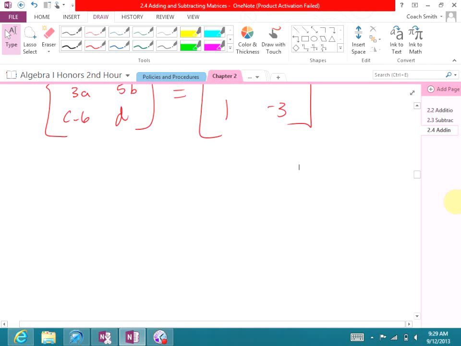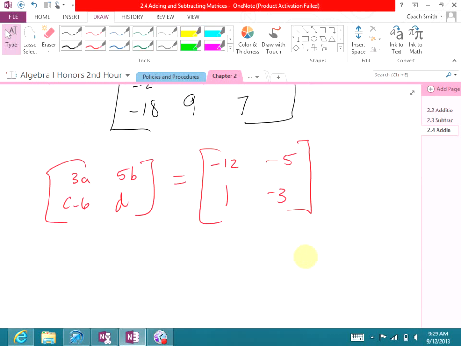Oh, excuse me. Keyboard came up. All right, now, what we want to know is, what is A, C, B, and D? What are their values? Okay, using mental math, what are their values?